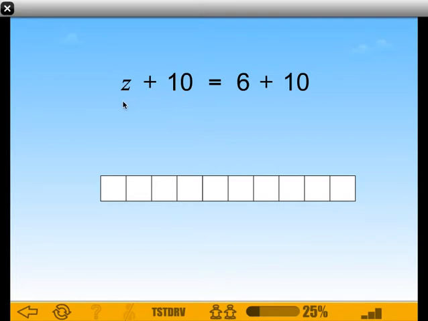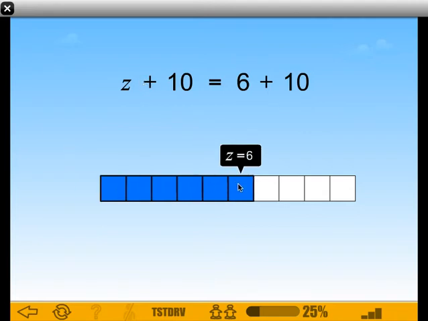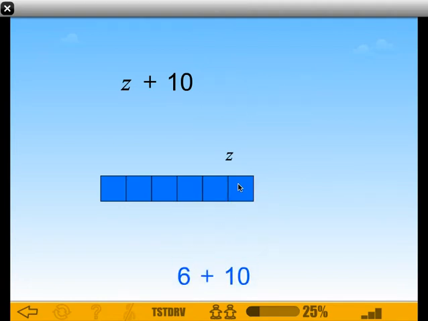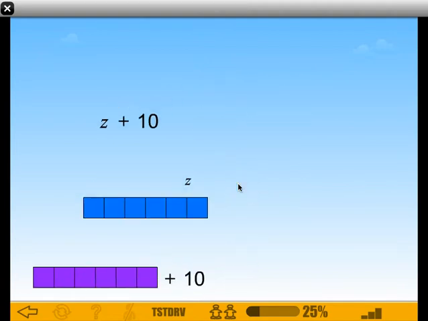Alright, z plus 10 equals 6 plus 10. Okay, 6 plus 10 is 16, so we'd want to add something to 10 to give us the same value of 16. And in this case, we know that it's going to be 6. Okay, so the value of z is 6.